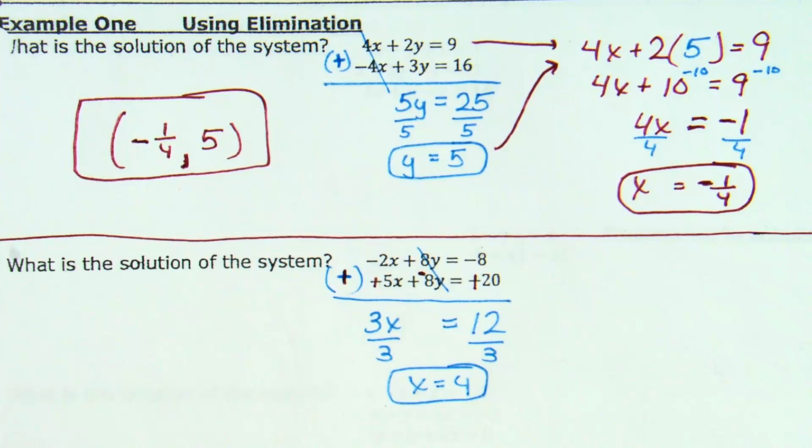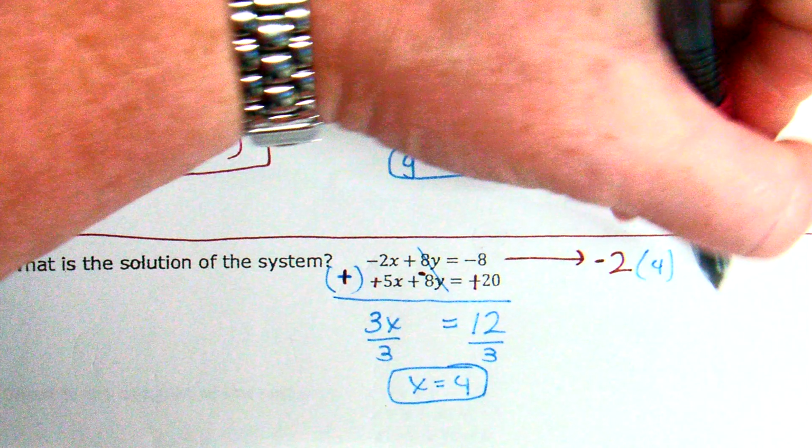Am I done? Okay. We've got to find the other half of the answer, right? So, Jay said go back and plug that 4 in. Where? Okay. Either or, pick one of your original equations. I don't know, they both have negatives and stuff, don't they? So negative 2x plus 8y equals negative 8. So negative 2x. What's x? 4. Plus 8y equals negative 8.